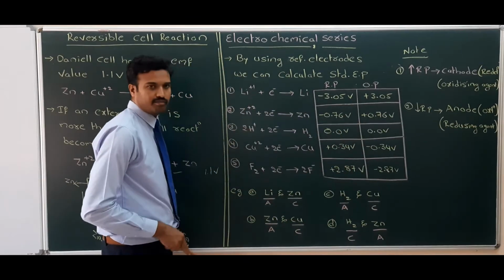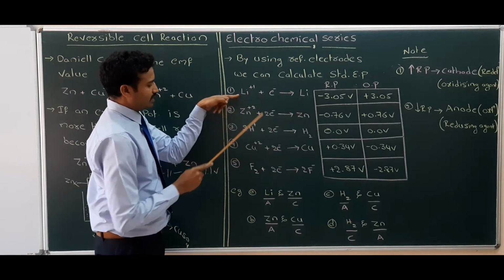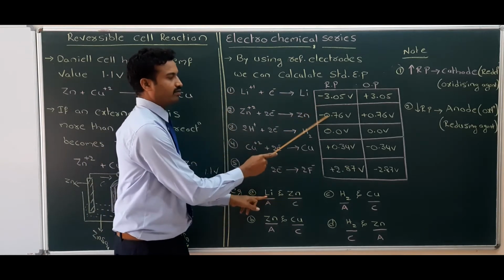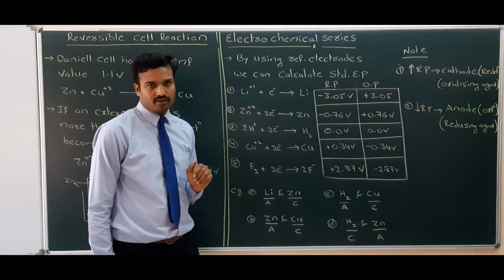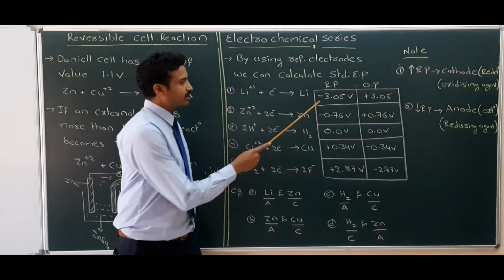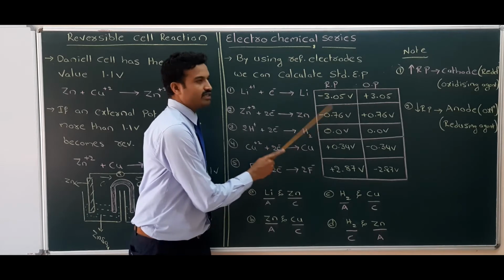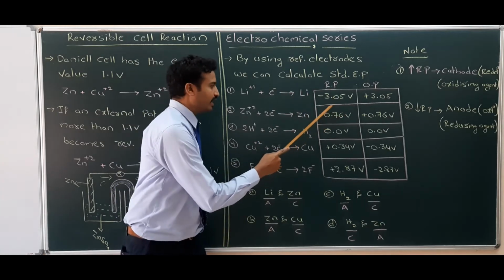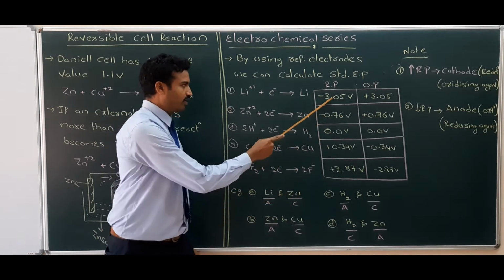Now, see the example. First one, lithium and zinc. If these two are connected, which one acts as a cathode, which one acts as an anode? The higher the value, that one acts as a cathode. The lower the value, that one acts as an anode. Here you should take only reduction potential. Minus 3.05, minus 0.76. These are negative values. So minus 0.76 is the higher value, so that one acts as a cathode, the lower value one acts as an anode.